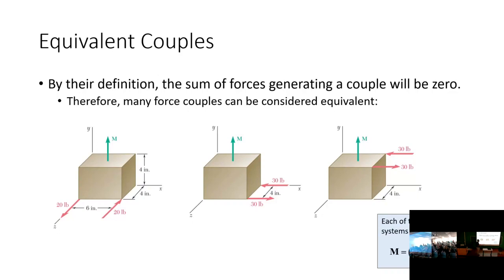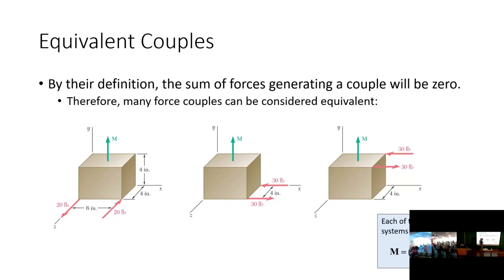First off, let's just use the definition of the couple from a magnitude standpoint. We define the magnitude of the moment generated by a force couple as equal to the magnitude of one of these loads times the distance between them, the shortest distance between the lines of action. So in the case over here, we have 20 pounds is our magnitude, and the distance between them is 6 inches. So 20 times 6 is 120.